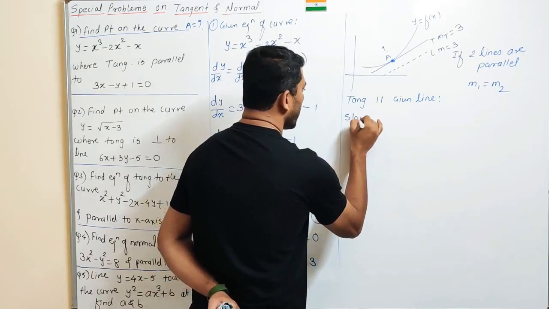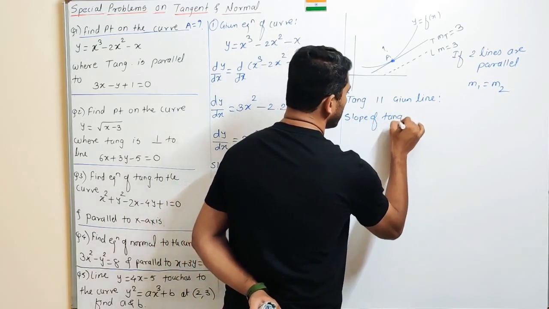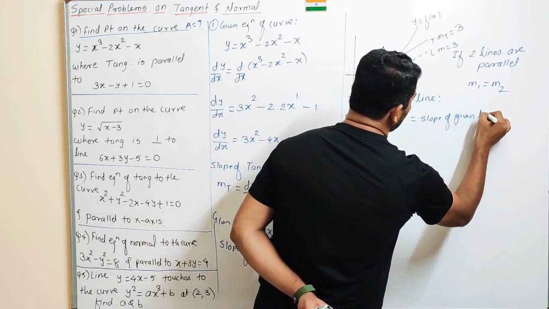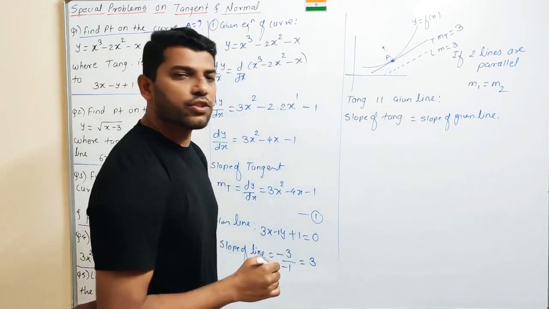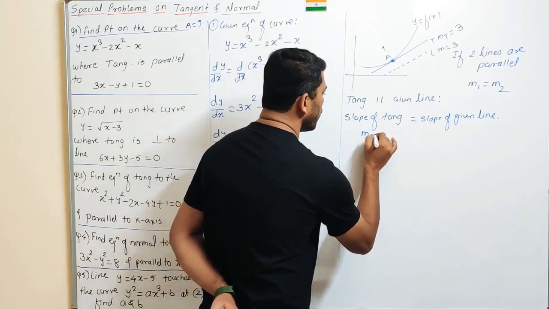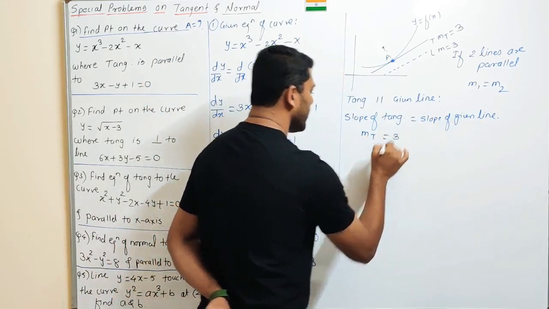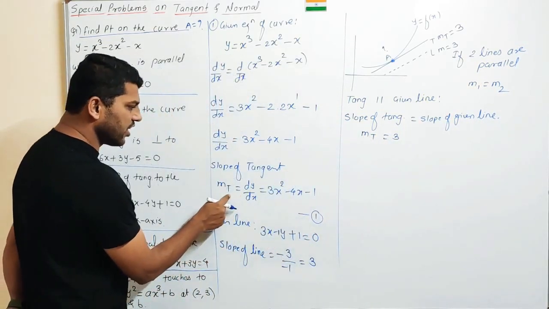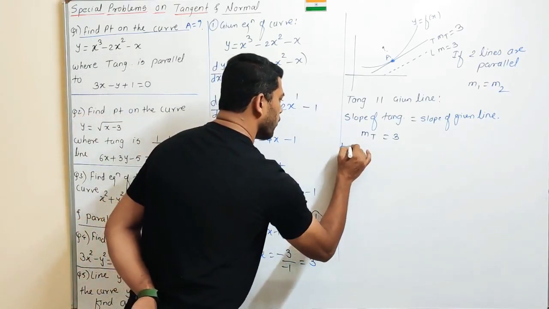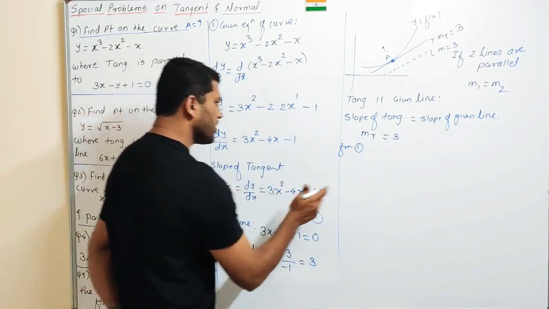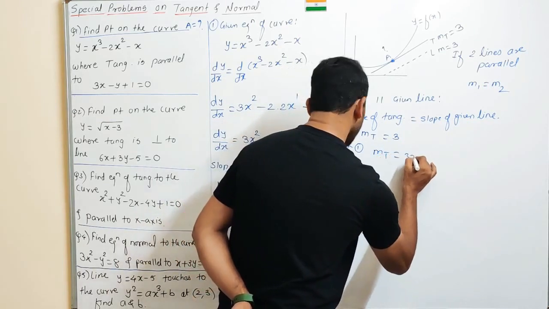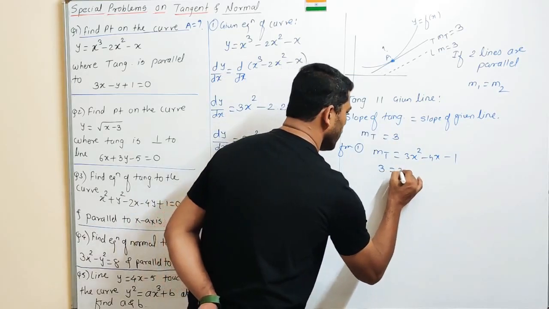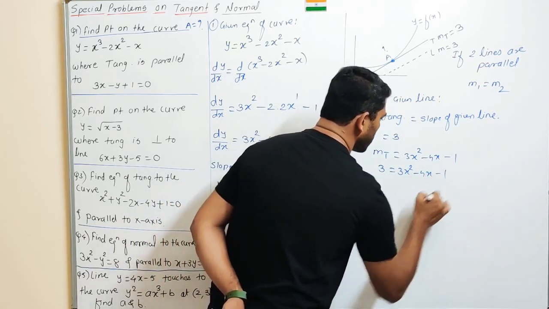Therefore, slope of tangent is equal to slope of given line. Understand this concept? If two straight lines are parallel to each other, then their slopes are always equal. So finally, the slope of tangent is equal to slope of given line, which is equal to 3. Now you can substitute that slope of tangent in the equation which I marked as 1. So from equation 1, slope of tangent was equal to 3x square minus 4x minus 1. Substitute the slope of tangent as 3. So 3 equal to 3x square minus 4x minus 1.